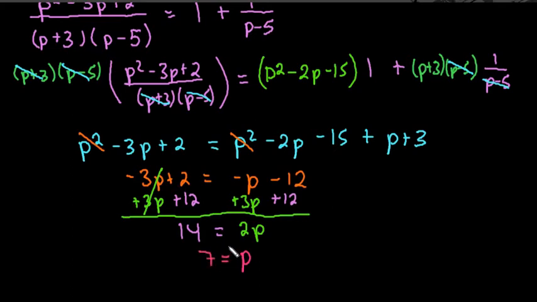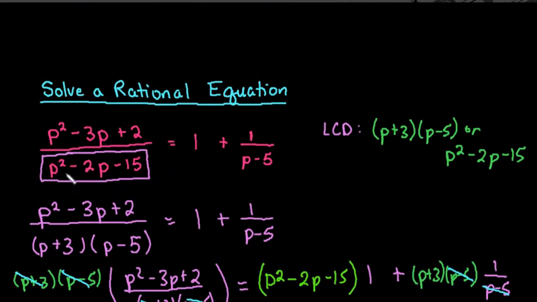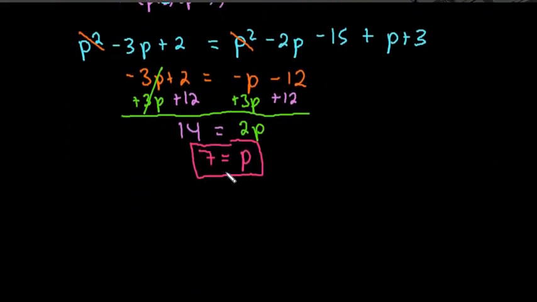Remember that we have to make sure that this is not an extraneous solution. Remember that it is undefined if the denominator is 0. So if I plug 7 back into the original equation, we want to make sure that this does not give us 0. We can see that the denominator is the p plus 3, the p minus 5. So the values that are not in the domain are p cannot equal negative 3, and p cannot equal positive 5. Since we didn't end up with either one of those as our solution, this has a very good chance of being the correct solution.